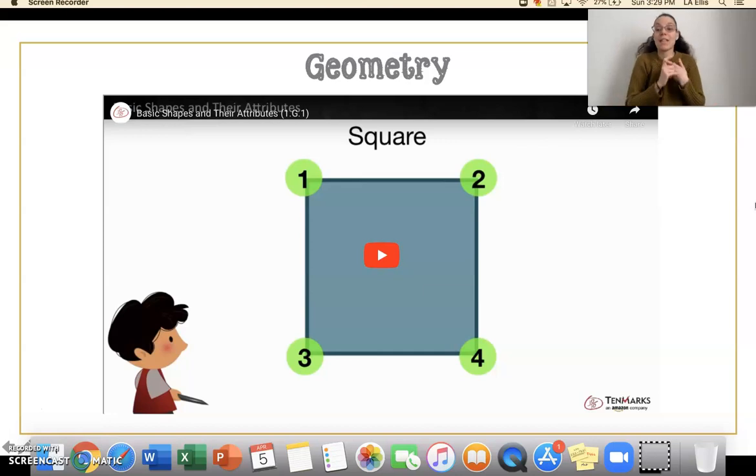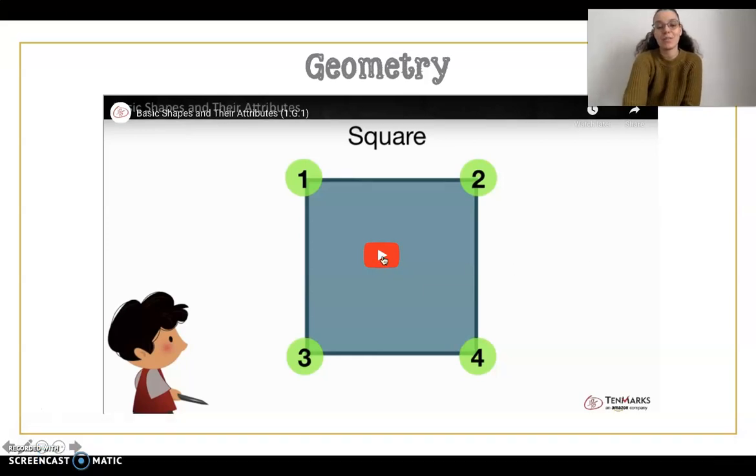So we can talk about the sides, are they straight or curved? We can talk about the corners or vertices. We can even talk about whether it's an open shape or a closed shape. Let's refresh our memory by watching a video about basic shapes and their attributes.